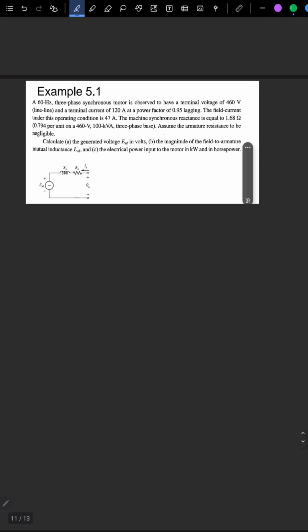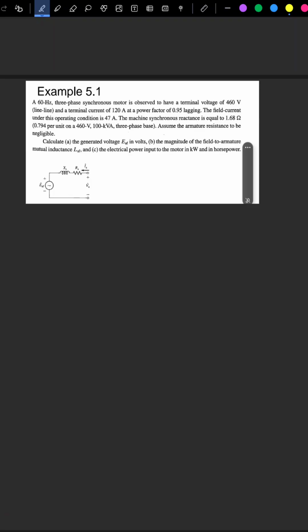So, example 1.5. It says a 60 hertz three-phase synchronous motor is observed to have a terminal voltage of 460 volts line to line and a terminal current of 120 amps at a power factor of 0.95 lagging. The field current under this operation condition is 47 amps. The machine synchronous reactance is equal to 1.68 ohms per unit on a 460 volt 100 kVA three-phase base. I can't read. Assume the armature resistance to be negligible.